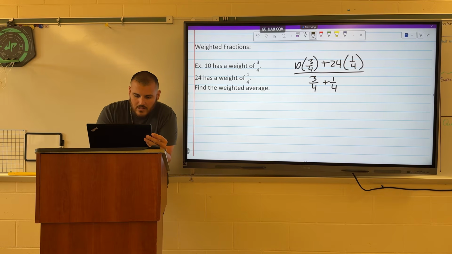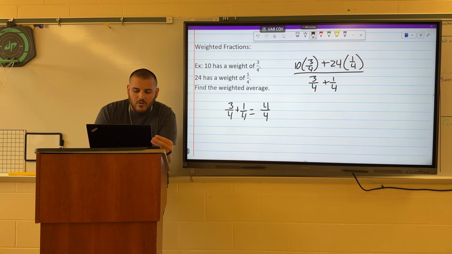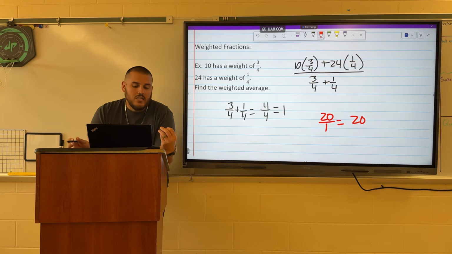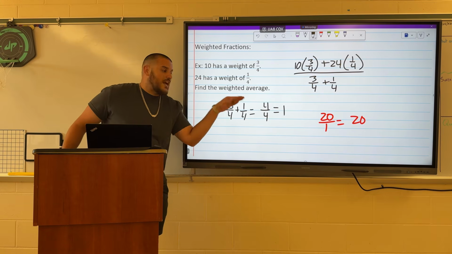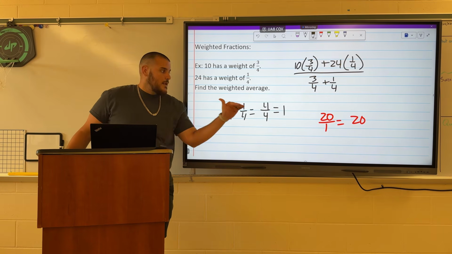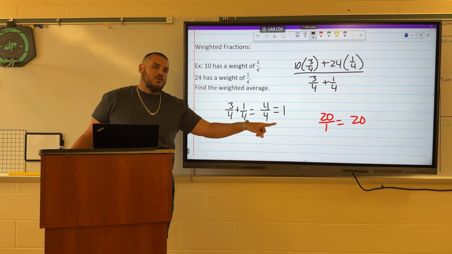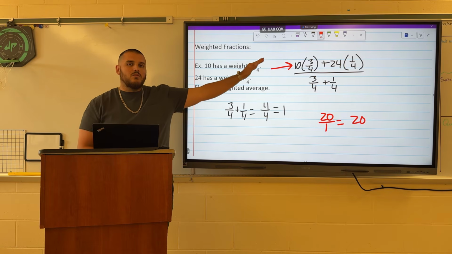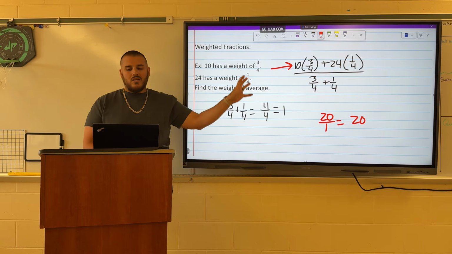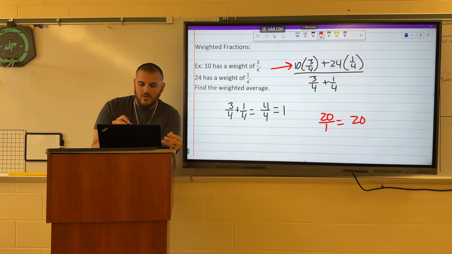3/4 plus 1/4. When we add fractions together, we add the numerators up. We keep the denominator the same. 4 over 4 is just 1. And hopefully you guys know that when we divide any number by 1, it just equals itself. So what's essentially going to happen here, and what will happen with all of your weighted average fraction questions here in the state of Florida, is that those denominators must have a sum of 1. Which means in these fraction examples, we're really only calculating the numerator up there. The 10 times 3/4 plus 24 times 1/4.